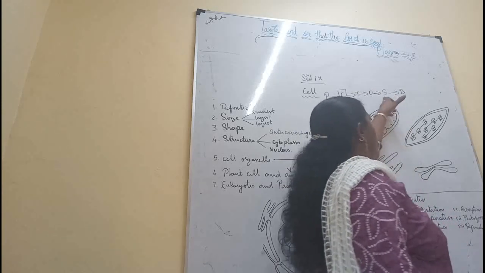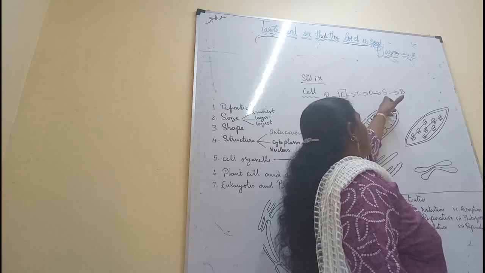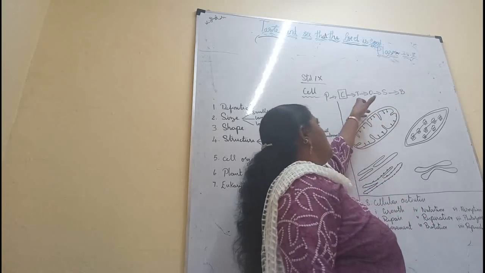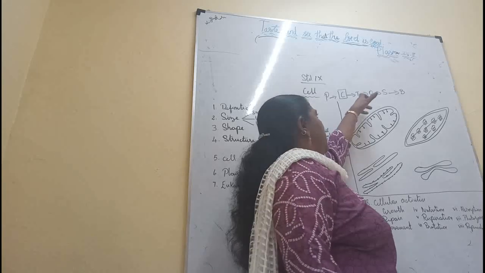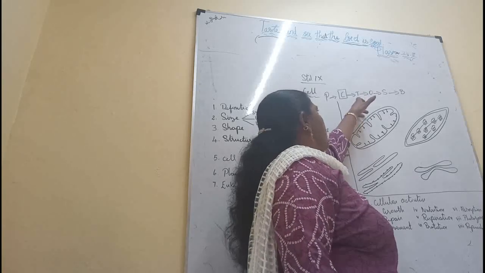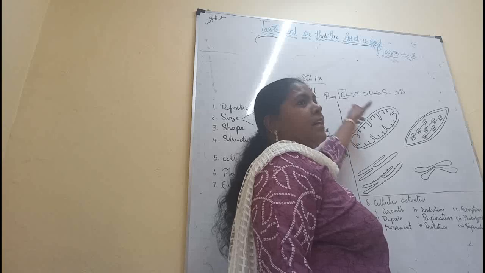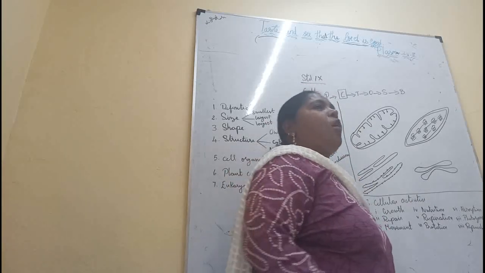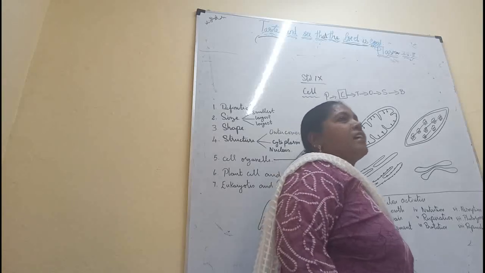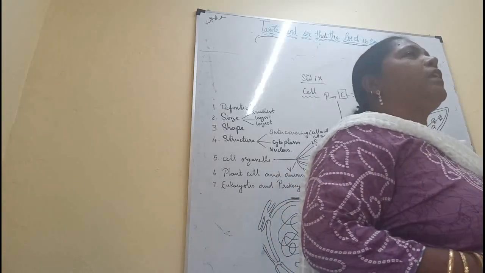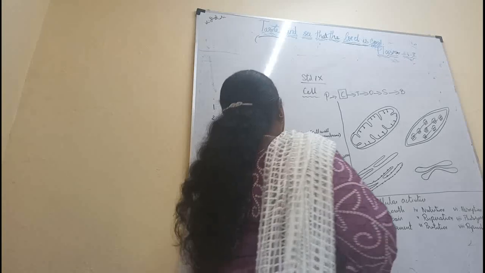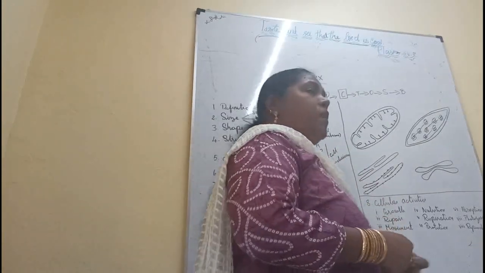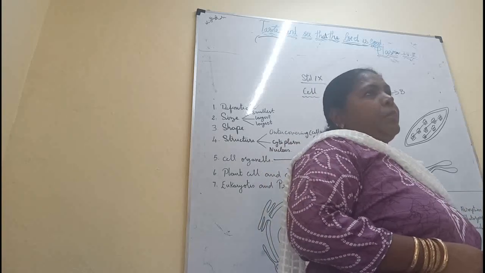Body consists of a number of systems. Each system is made up of a number of organs. Each organ consists of a particular type of tissue. Each tissue consists of a number of cells. So cell is the structural and functional unit of all living organisms. So that is the definition.